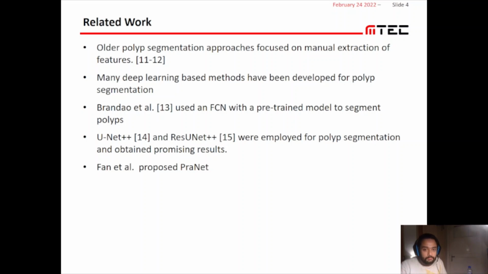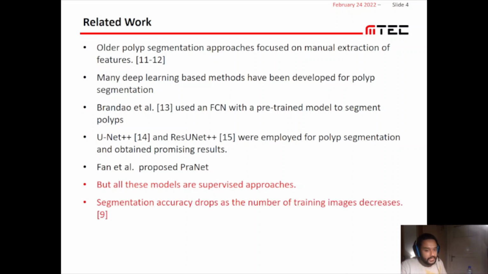Fan et al. proposed parallel reverse attention network, in short PraNet, that focuses on boundary cues to enhance the segmentation maps. In doing so, they show that their model performed better than the state-of-the-art models. A common trend in all these work is that all these models are trained in a supervised fashion, and only architectural changes are considered to improve the segmentation accuracy.